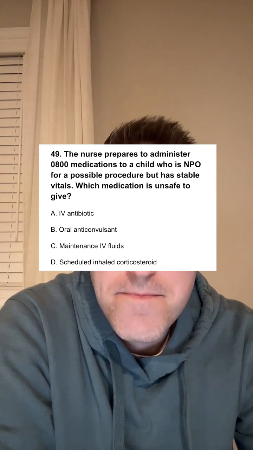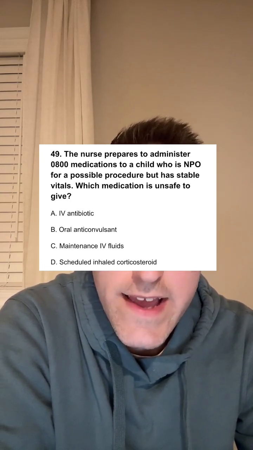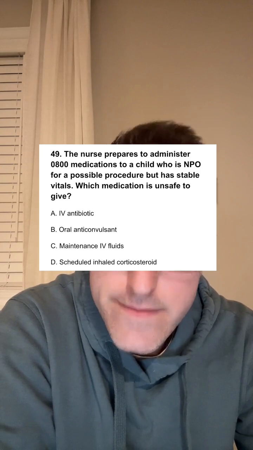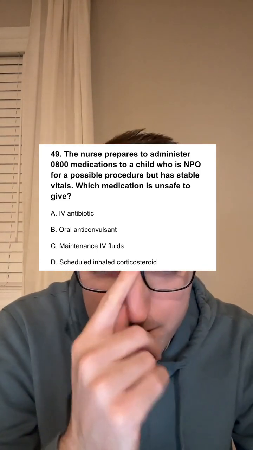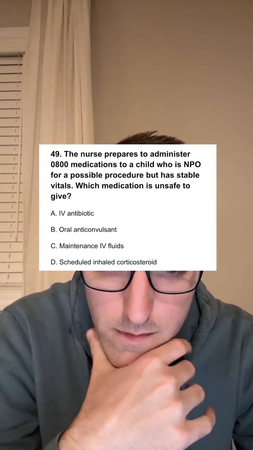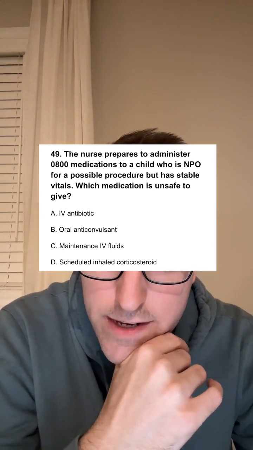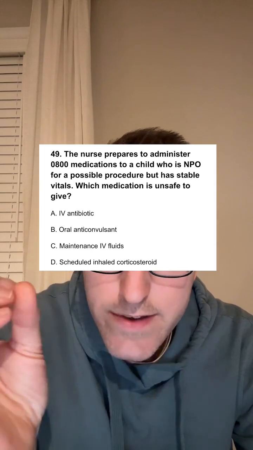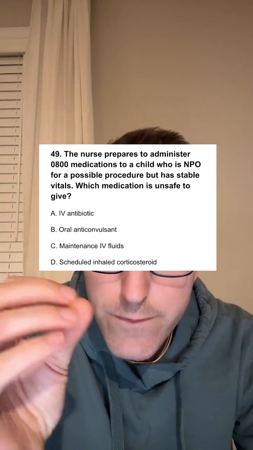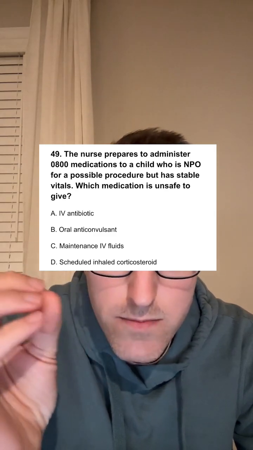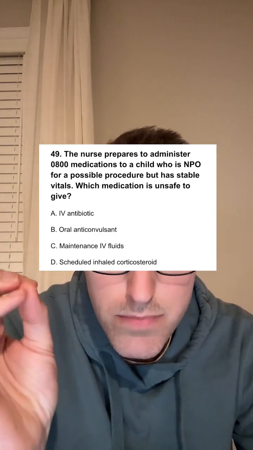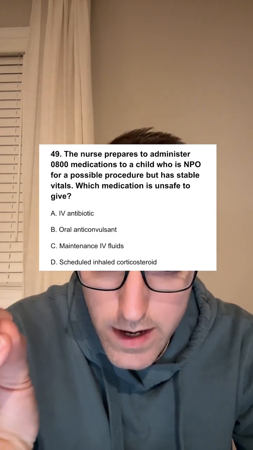All right. Majority of you are saying B. And that is correct. All right. Yeah. So the oral anticonvulsant is going to be the one that's unsafe to give. So if a child's NPO for sedation or procedure, oral meds must usually be held unless explicitly ordered otherwise.